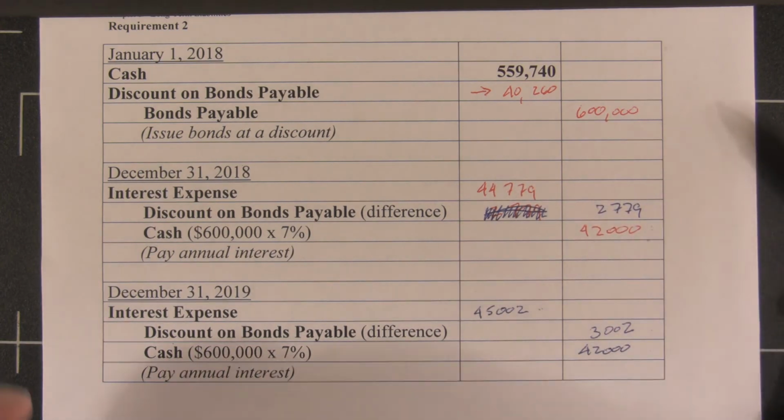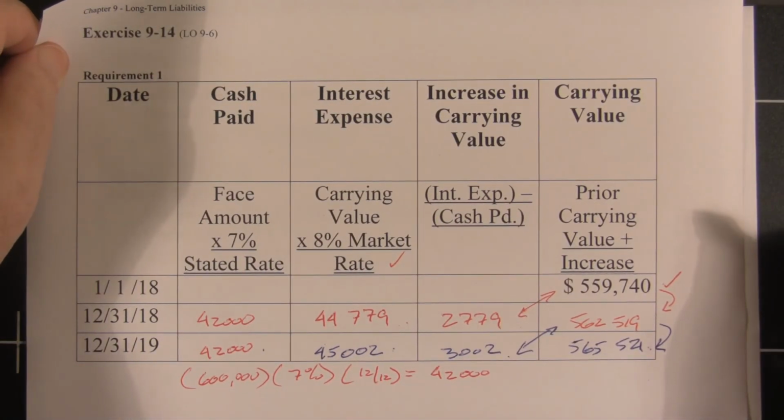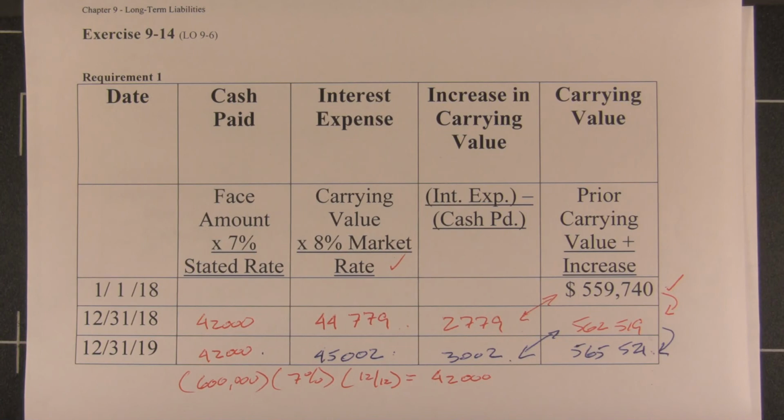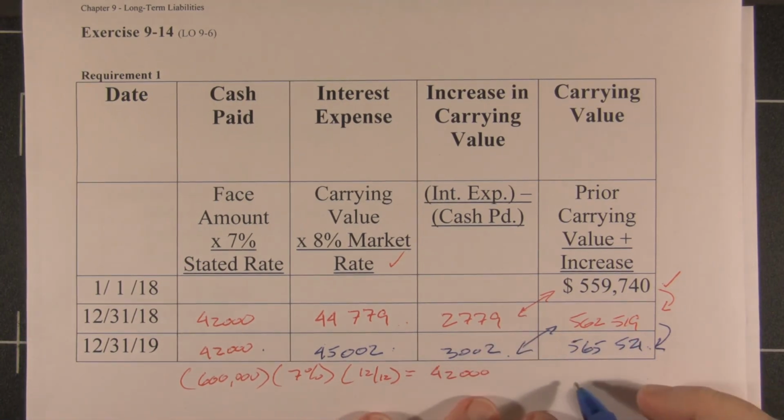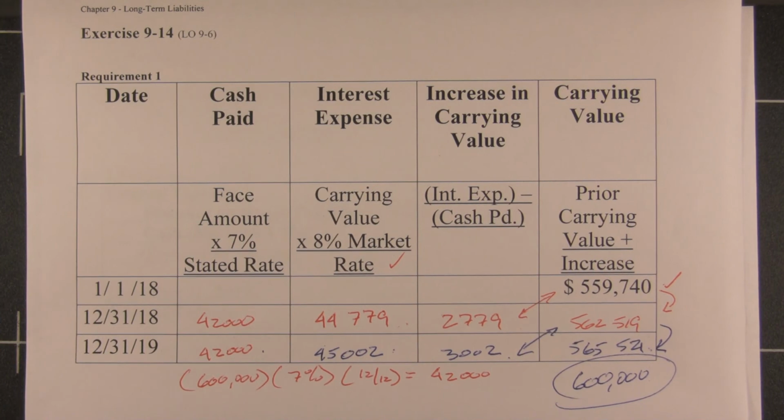So we would continue to do that year after year after year until at the end, the carrying value of the bond is $600,000. It is equal to the face value of the bond at the end.